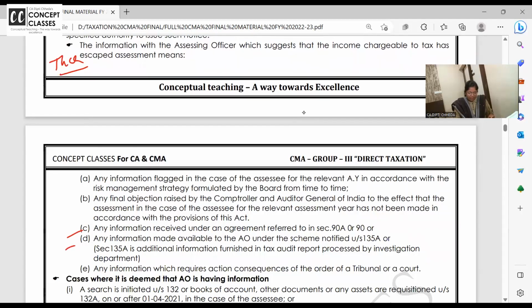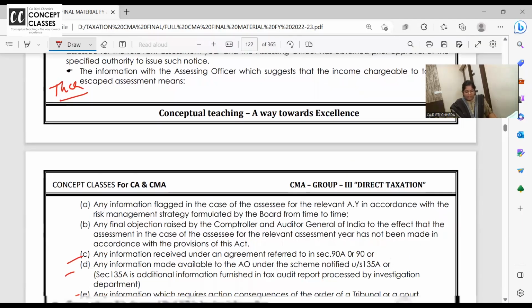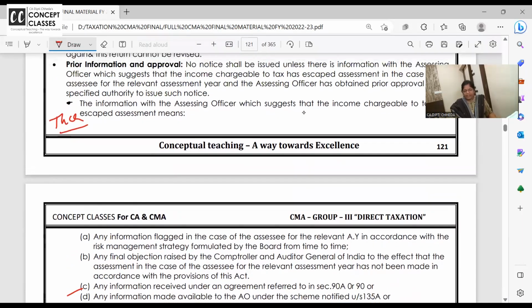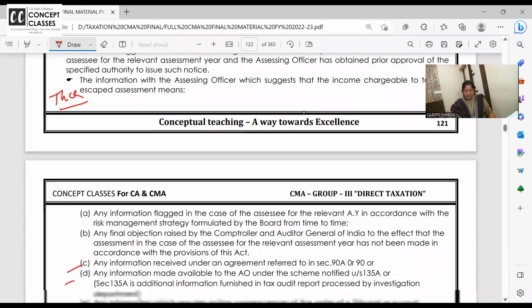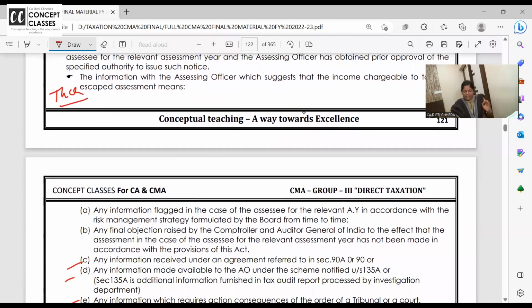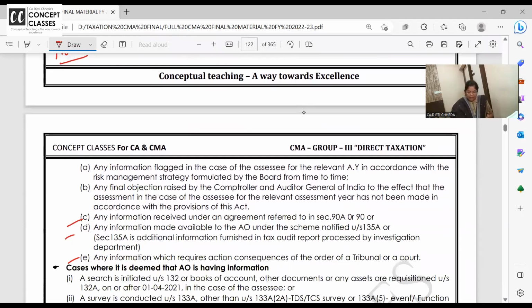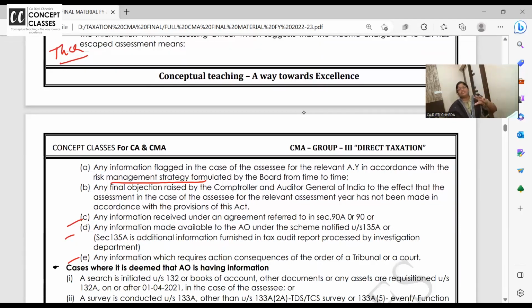If these points are not there, look into your page number. Are you able to check where I am reading? And if these points are not there, you can write. What are these points? Check. Prior information: the AO should have information that income has escaped assessment. So where will the information come from? Risk management strategy, that is, specified financial transactions reported in the annual information statement and all that.